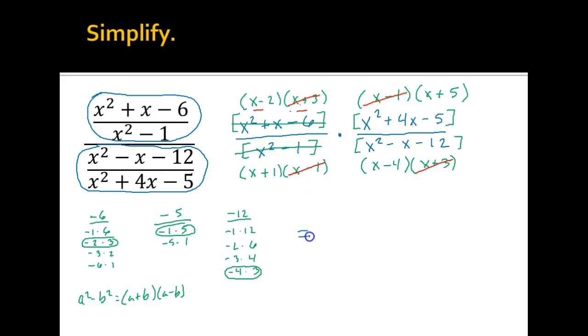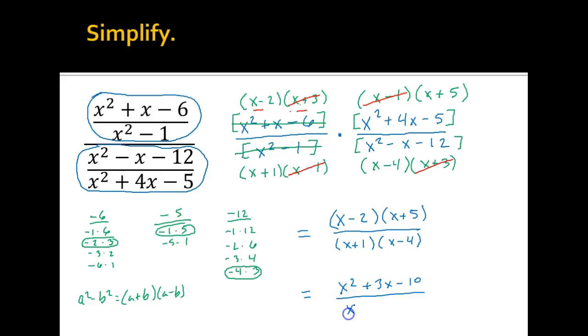We'll write this all down here. x minus 2 times x plus 5 and x plus 1 over x minus 4. We could multiply those together, and that would be fine. The answer would be x squared plus 3x minus 10 over x squared minus 3x minus 4.